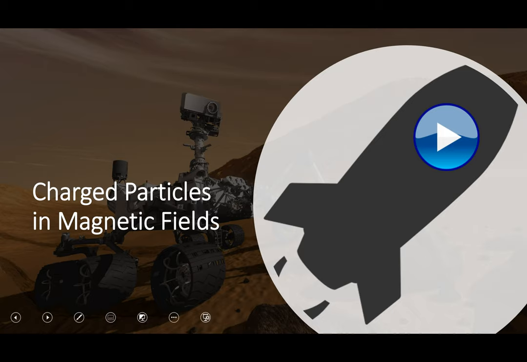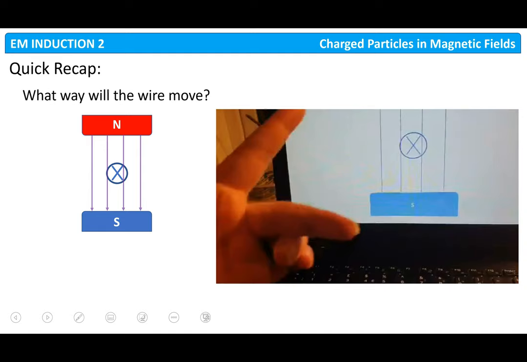So let's go ahead and have a quick recap of what we looked at last lesson. We said that if we have charged particles moving through a conductor like a wire, and we can model the current, in this case going into the page, so we've got the cross showing that it's going into the page. Because you have moving charged particles, and those moving charged particles generate a magnetic field around themselves, that magnetic field will interact with the magnetic field between two poles, so a uniform magnetic field.